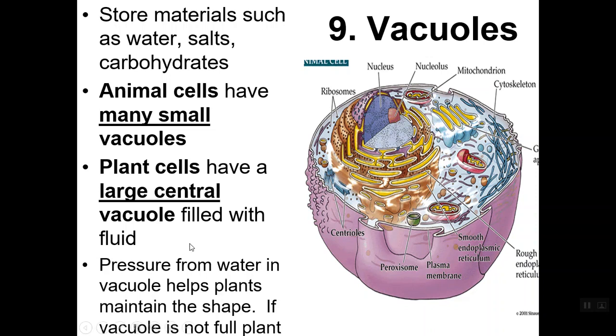Just as a quick overview, it helps the plant cell keep its shape. If a plant cell is not having enough water in its vacuole, it's going to wilt. You're not going to have internal pressure pushing up against the cell wall, which we'll talk about next. And this is why plants will wilt when they need water, because they don't have the water pressure pushing up against the cell wall, which helps the plant cells stay rigid.